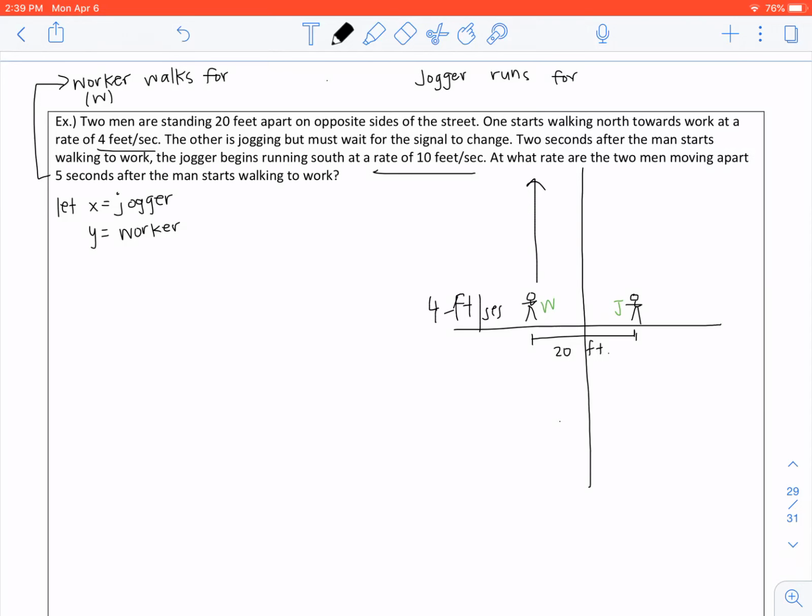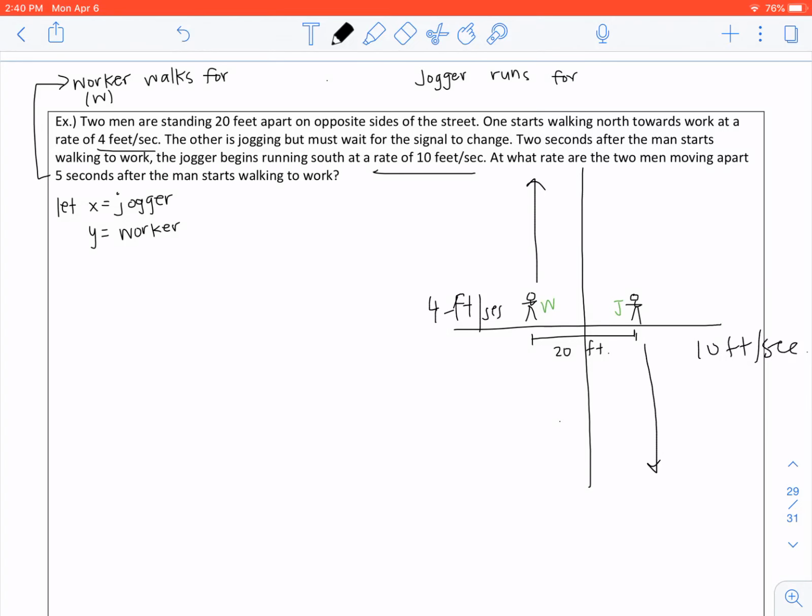And the other is a jogger, but he must wait for the signal to change. 2 seconds after the man starts walking to work, the jogger begins to run south at a rate of 10 feet per second. At what rate are the 2 men moving apart 5 seconds after the man starts walking to work?